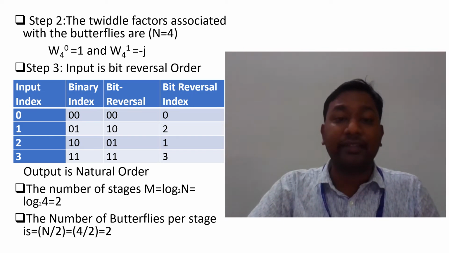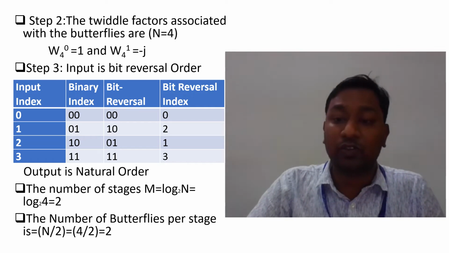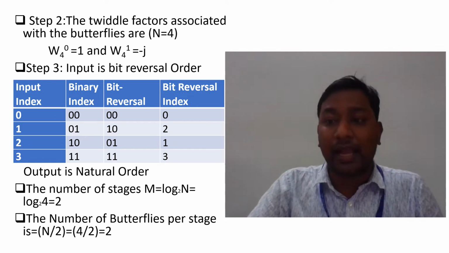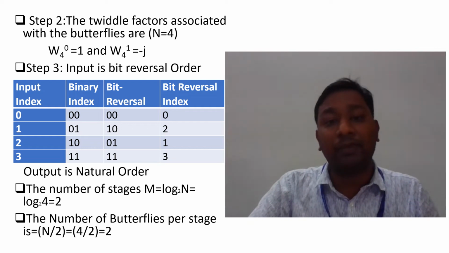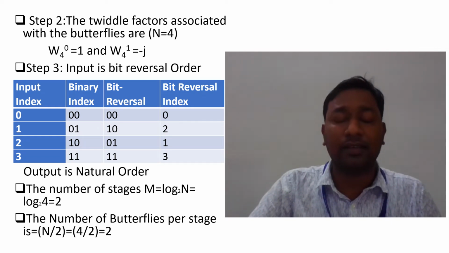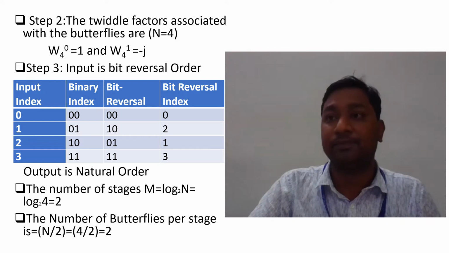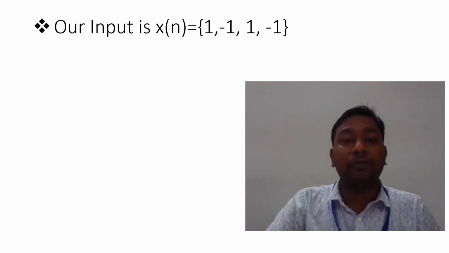Those things are common for each and every case where the capital N value is 4. We should write those things in the exam also, so half of the marks we will get from those steps. If it is a 4 marks question, then we will get 2.5 for writing those steps. Okay, now we'll come to our butterfly problem.